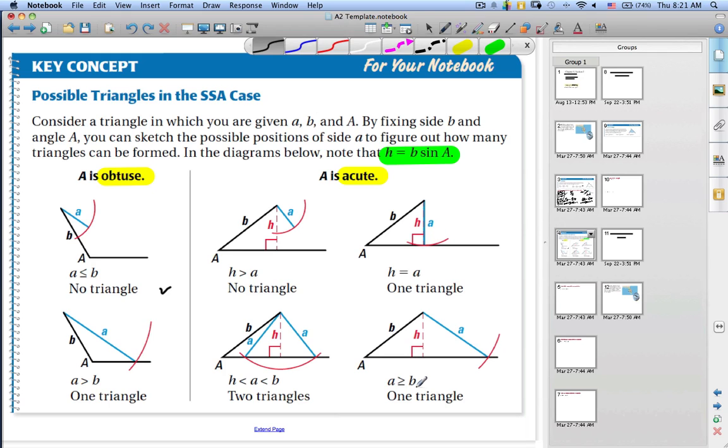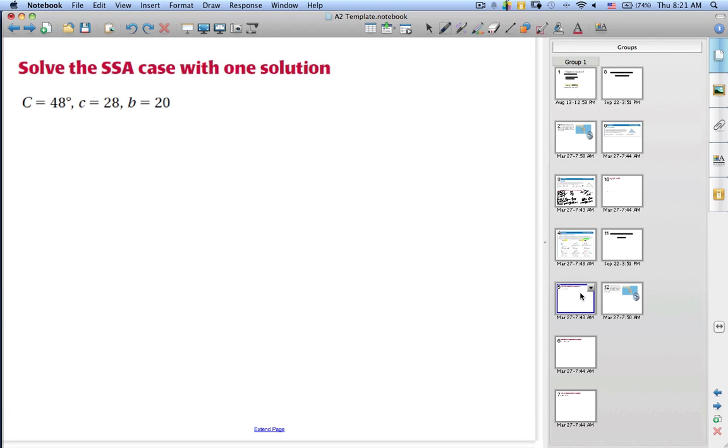If A is greater than or equal to B, it will create one triangle. But if A is between H and B, it's smaller than B, but it's greater than H, it can make two different triangles, and therefore I would have to solve for each different angle of this particular triangle, and consequently the length of the base will change dramatically depending. Okay, so when A is acute, I've got a lot of extra work to do to try to figure out what kind of a triangle this is. So let's take a look at what that looks like.